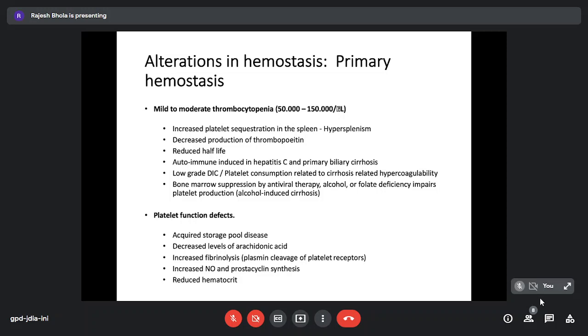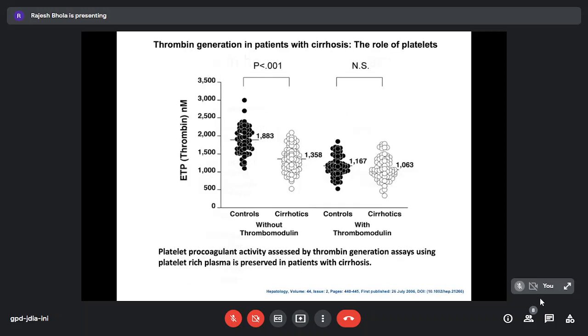in hemostasis. So, does it mean that whenever there are dysfunctional platelets and a reduced platelet count, it should lead to bleeding manifestation? But it is not true. What is observed is that thrombin generation in patients with cirrhosis is very similar in comparison to the control in the presence of thrombomodulin.